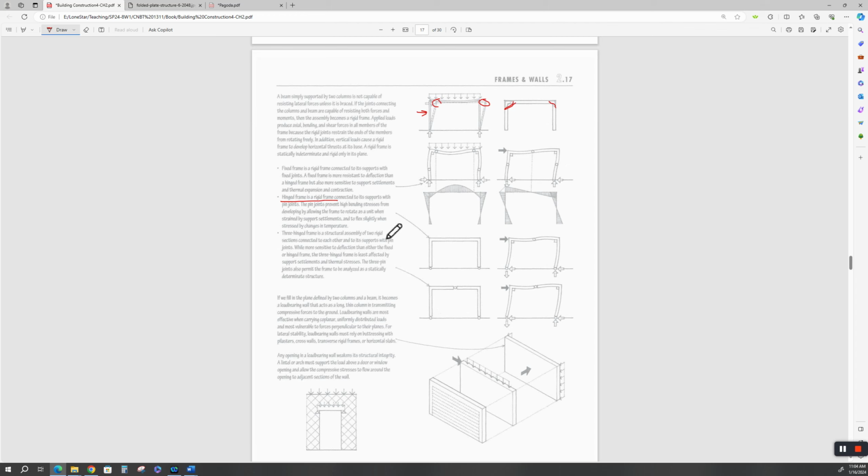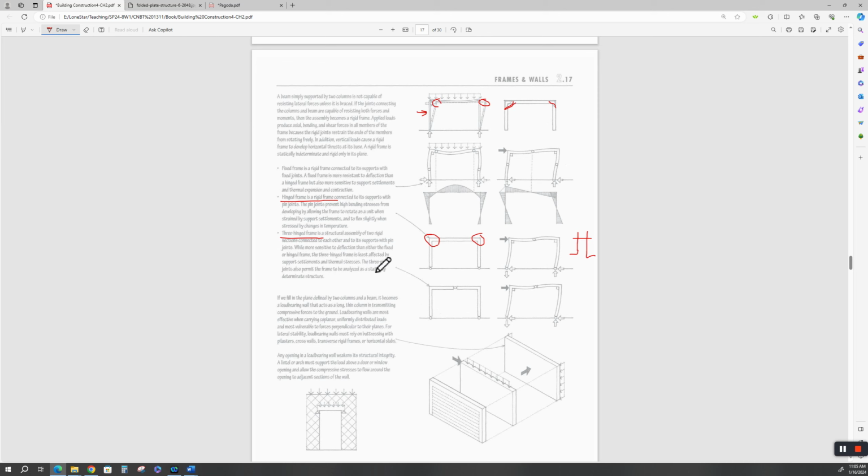Hinge frame is a rigid frame. In other words, it's rigid up here. It's fixed, but it's pinned down here. And if you just have a base plate, single base plate with bolts going into concrete, then we assume that that is a pinned connection. It would be something like this. Here we have a 3-hinge frame. It's 2 rigid sections connected to each other with a pin joint. It's more sensitive to deflection than either the fixed or hinge frame.